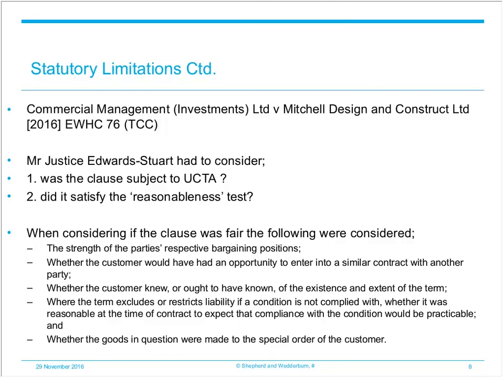Justice Edward Stewart had to consider two points. Firstly, whether the incorporation of Regorco's terms, only to the extent not inconsistent with Mitchell's terms, was sufficient to mean that Mitchell had dealt on Regorco's written standard terms of business, so as to therefore bring Regorco's limitation clause within the scope of UCTA. And then secondly, the judge had to consider whether the limitation clause satisfied the test for reasonableness imposed by UCTA.